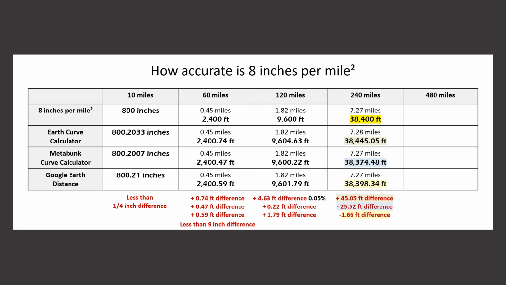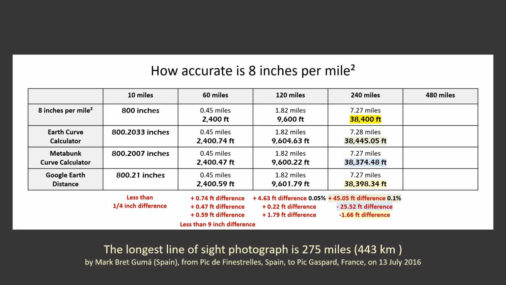For 240 miles, again, it is the Earth curve calculator with the largest difference at plus 5.05 feet, but it's interesting to note that both the Metabunk and Google Earth differences are now in negative territory. But the difference for the Earth curve calculator is still a very small 0.1%. Now remember, since the current world record for the longest photograph is only 275 miles, nobody's really going to be using any of these calculations for distances beyond this.